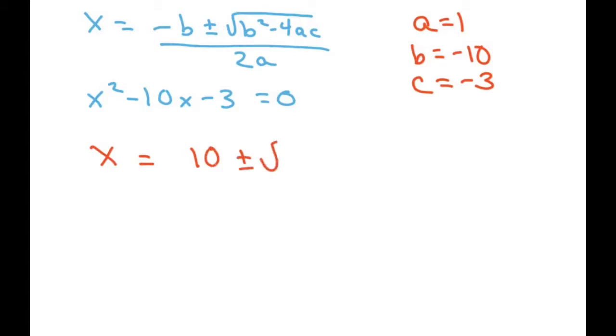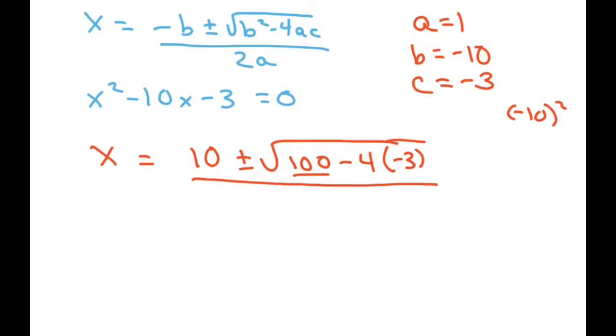Plus or minus the square root of negative 10. So negative 10, make sure you put in parentheses. This number is always going to be positive, because even if you square a negative, it's going to be positive. Minus 4, I'm not going to put the a because it's 1, and we have negative 3, all over 2a, which is just 2. So we get 10 plus or minus, this is 12, so it's going to be the square root of 112 over 2.